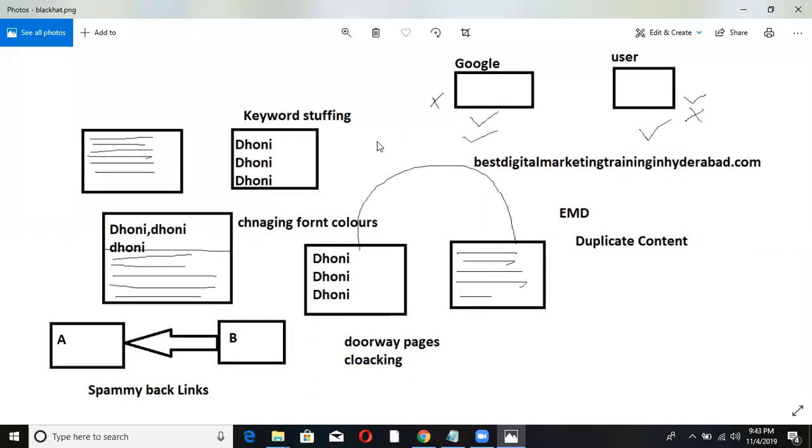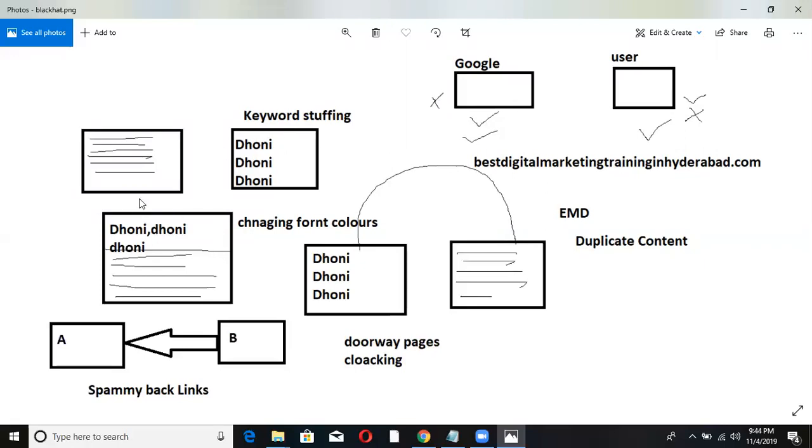Let's take an example. One guy, to come on top, completely used the word Dhoni n number of times, and the crawler came to the website. The crawler is a machine, so it doesn't know whether he's doing black hat or not. Then he was put on top. But when the user comes here, the user is not happy because the content is not there. Now this guy started thinking that he's able to satisfy Google but the user is not happy, so he has to do something.